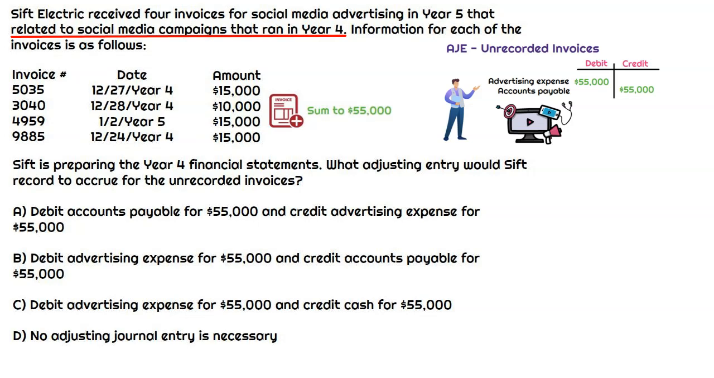So we'll go ahead and assume those are recorded to accounts payable because that's the only liability account that is in this question, right? It could also be accrued expenses, but we'll assume accounts payable, right? So it would be a credit to accounts payable for $55,000. So that means the correct answer here is debit advertising expense for $55,000 and credit accounts payable for $55,000. And again, just remember, under the matching principle, we recognize the expense when the service is performed by the vendor, right? In this case would be the social media campaigns.